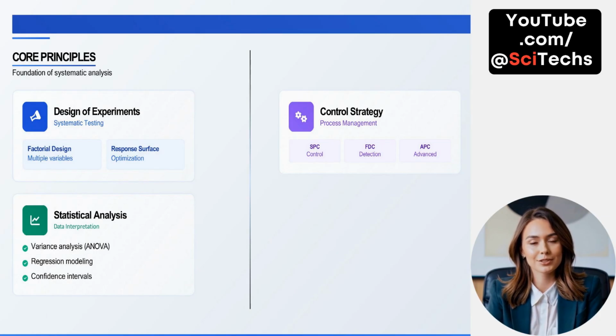Another key area is control strategy, which ensures processes remain within specifications. Statistical process control, SPC, helps track variability. Fault detection and classification, FDC, identifies deviations early. And advanced process control, APC, uses real-time data and models to make intelligent adjustments. Together, these principles ensure stability, efficiency, and high-quality manufacturing.